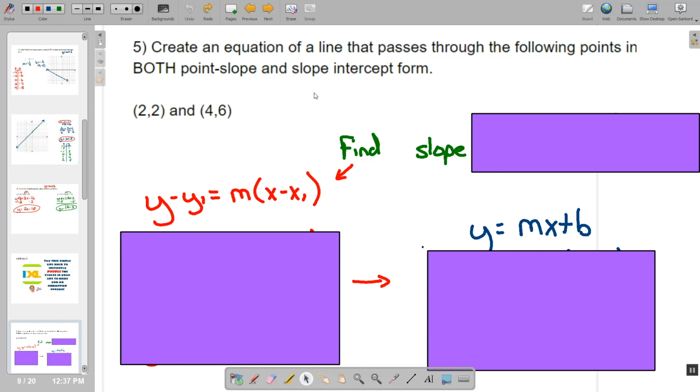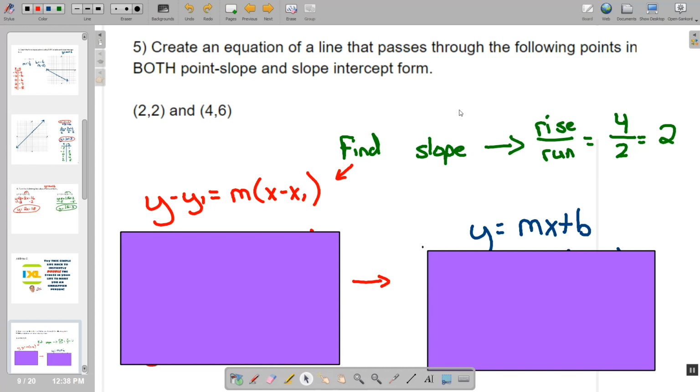Well, both of these things need slope. So step 1 is finding slope, which is rise over run, or change in y over change in x. For this problem, we are rising 4 and running 2, both in the positive, which gives us a slope of 2. Once we have that, then we can plug it into point-slope form.